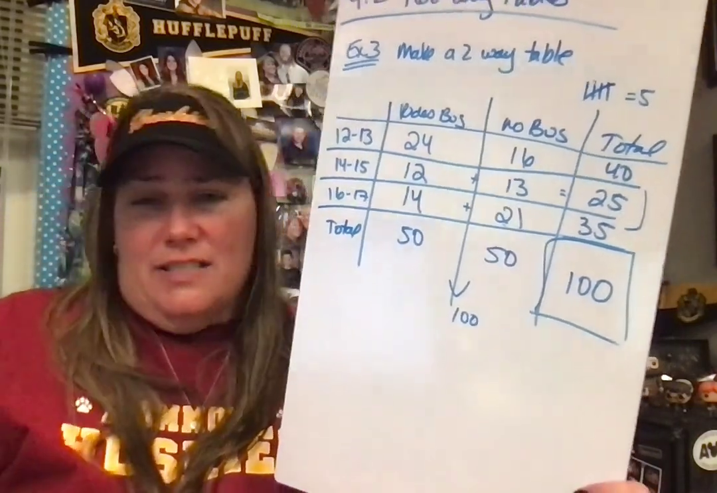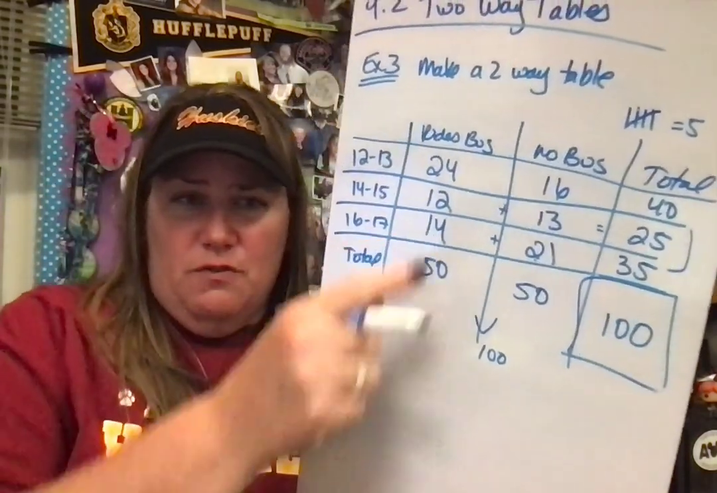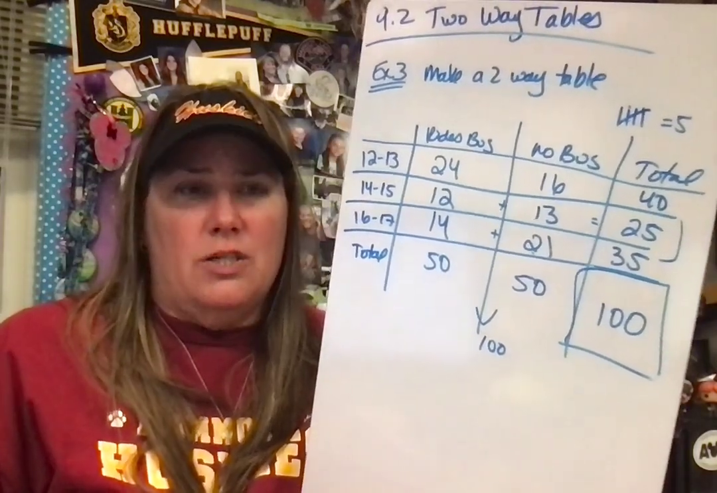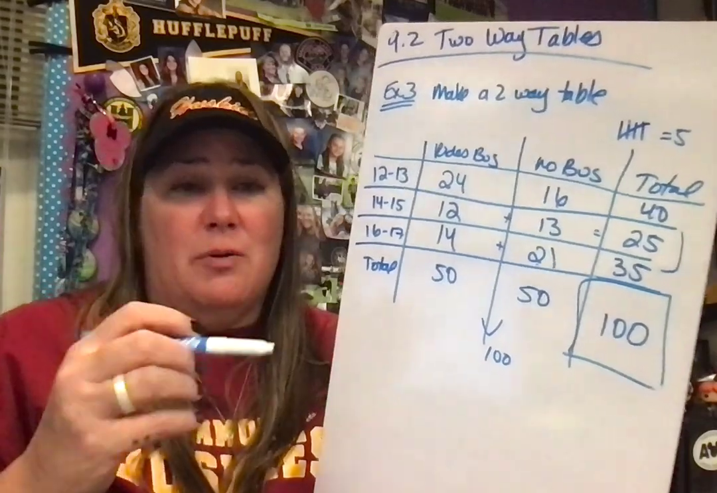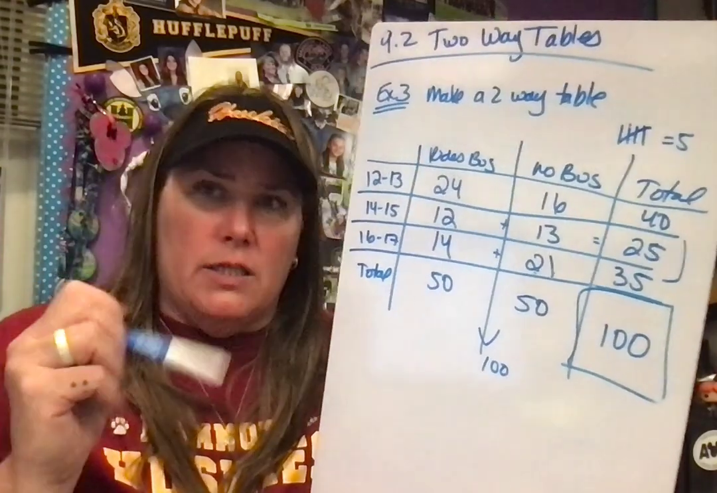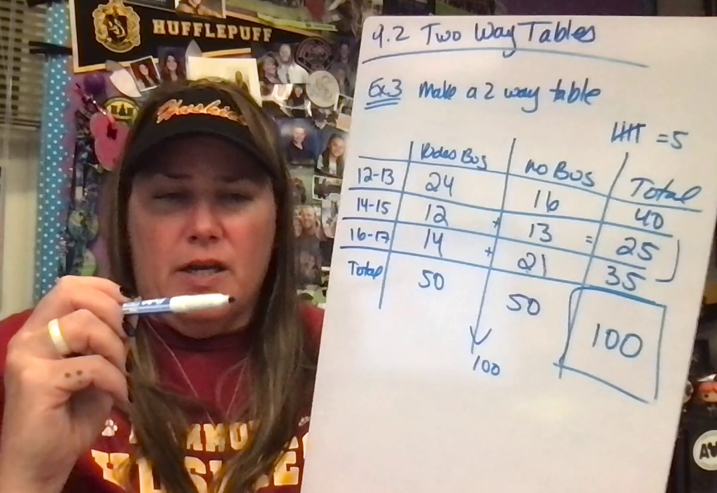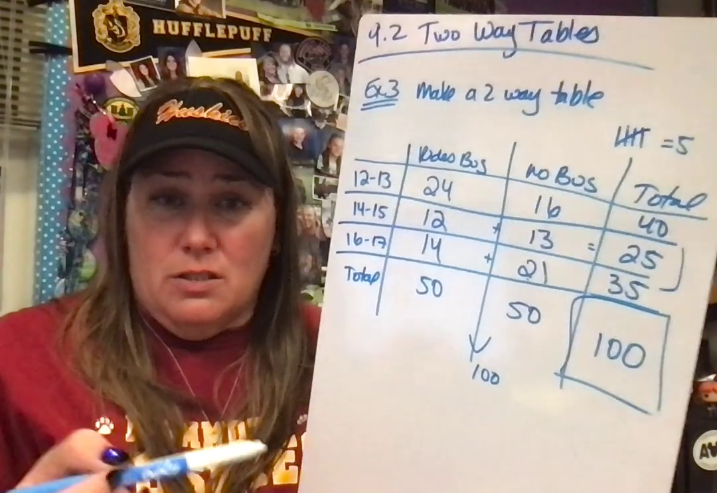Now, in example 4, what we're going to do is use this information and take it a little bit deeper. We're not just going to go, okay, this is how many people rode the bus and who didn't ride the bus, this is how many people were in this age bracket or in this bracket. What we're going to do now is talk about percentages. And that is example 4. And I'm going to keep my table up.